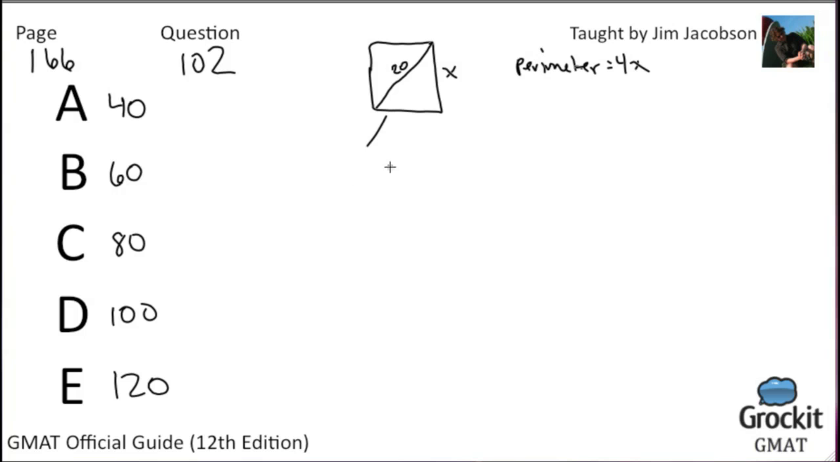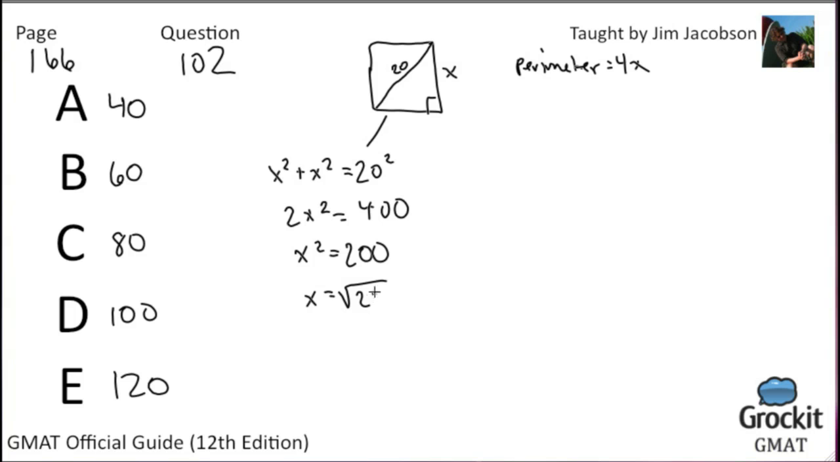We could use the Pythagorean theorem. This is a right triangle because we're dealing with squares. So a squared plus b squared equals c squared. The squares of the sides added together equal the square of the hypotenuse. So x squared plus x squared is going to equal 20 squared. 2x squared equals 400. So x squared equals 200. So then you're left with x equals the square root of 200.